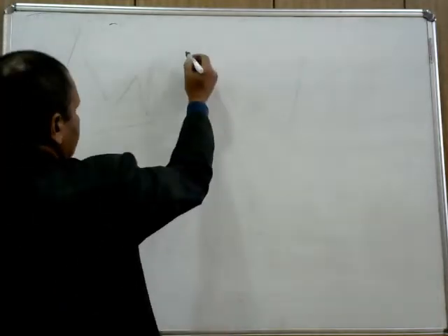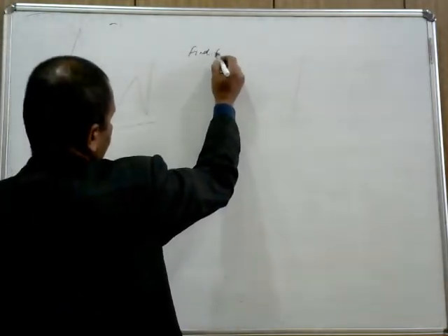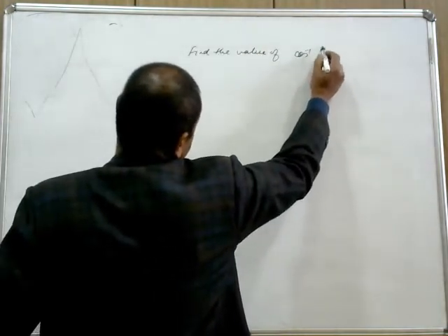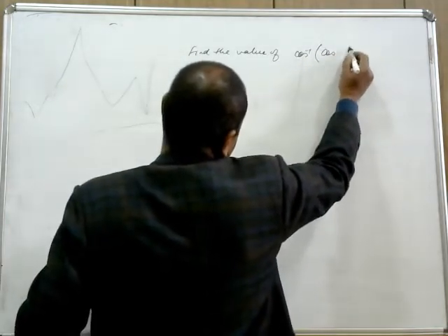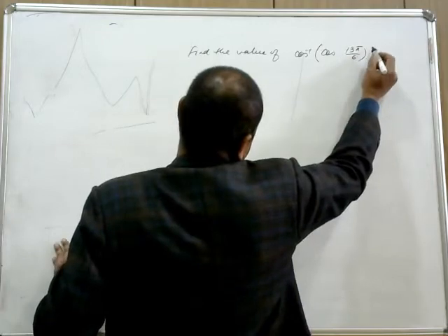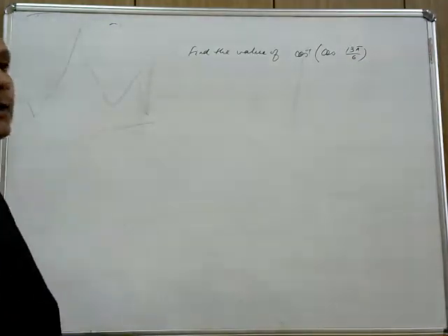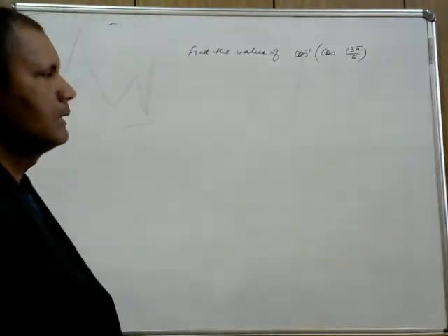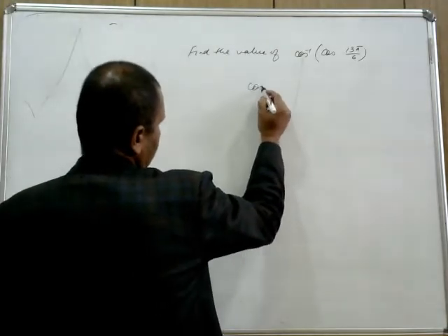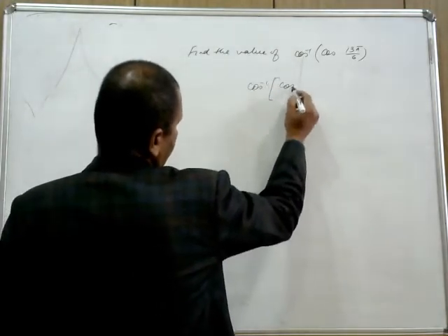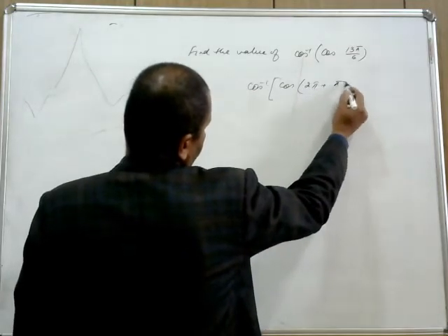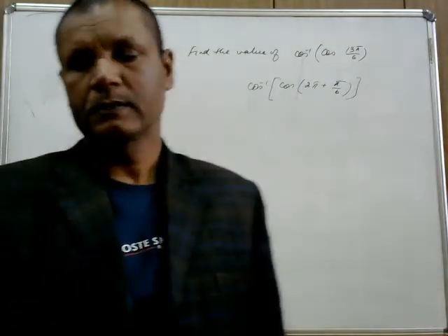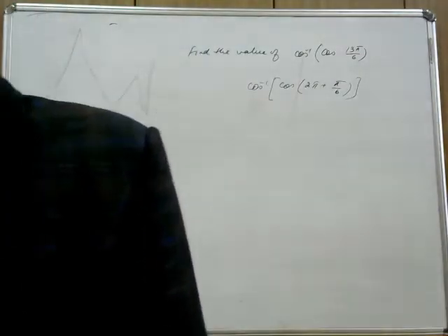Find the value of cos inverse cos 13 pi by 6. What can you write? 13 pi by 6, can I write cos inverse cos 2 pi plus pi by 6? Can I write cos 2 pi plus pi by 6, and cos 2 pi plus pi by 6 will get me how much now?